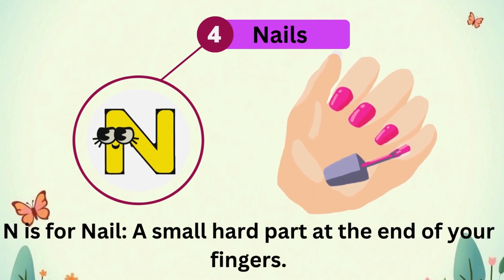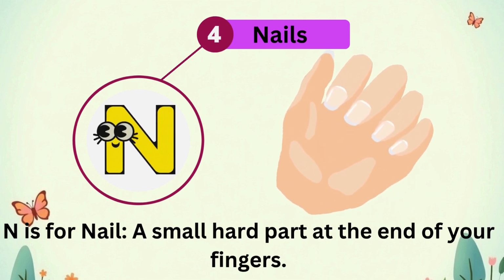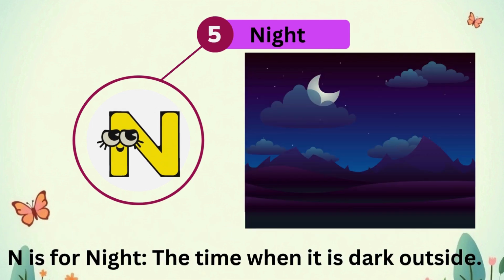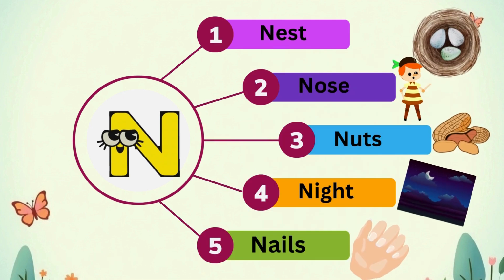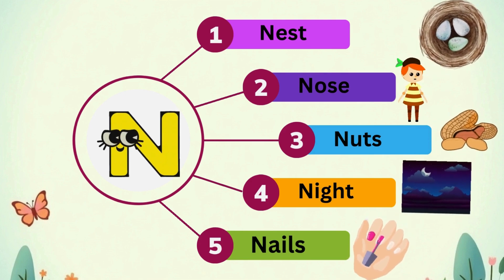N is for nail, a small hard part at the end of your fingers. N is for night, the time when it is dark outside. N is for nest, nose, nut, night, and nail.